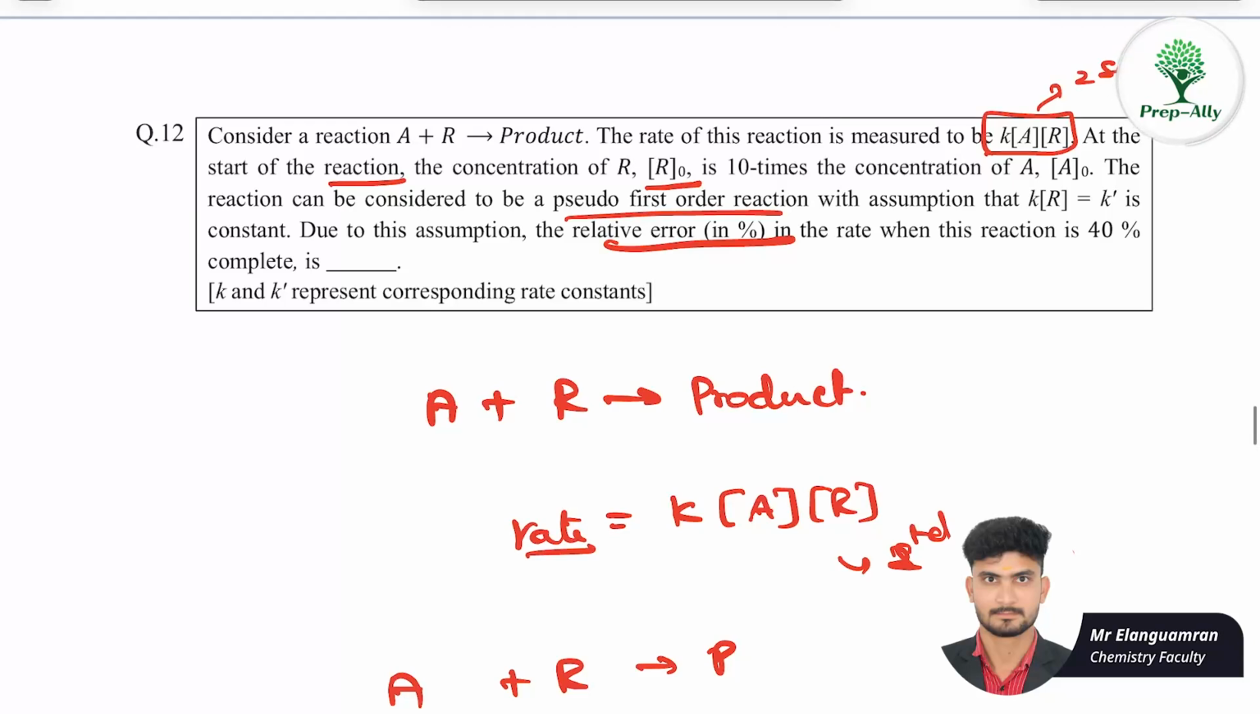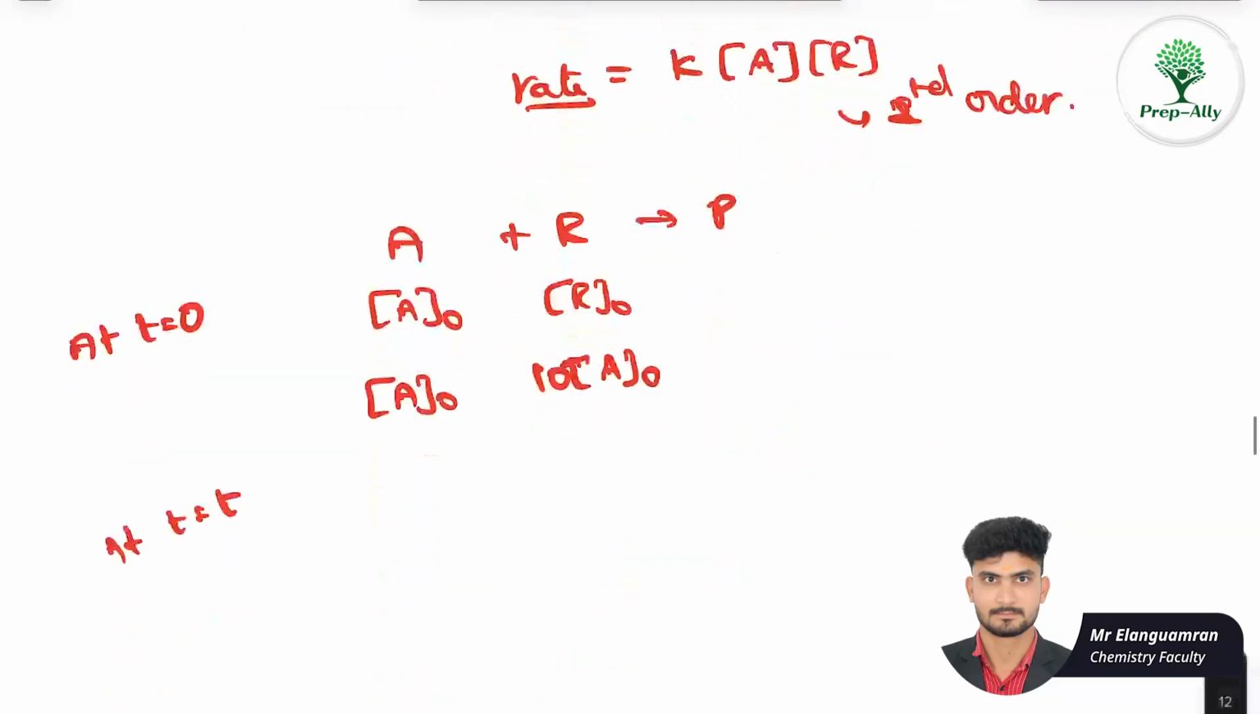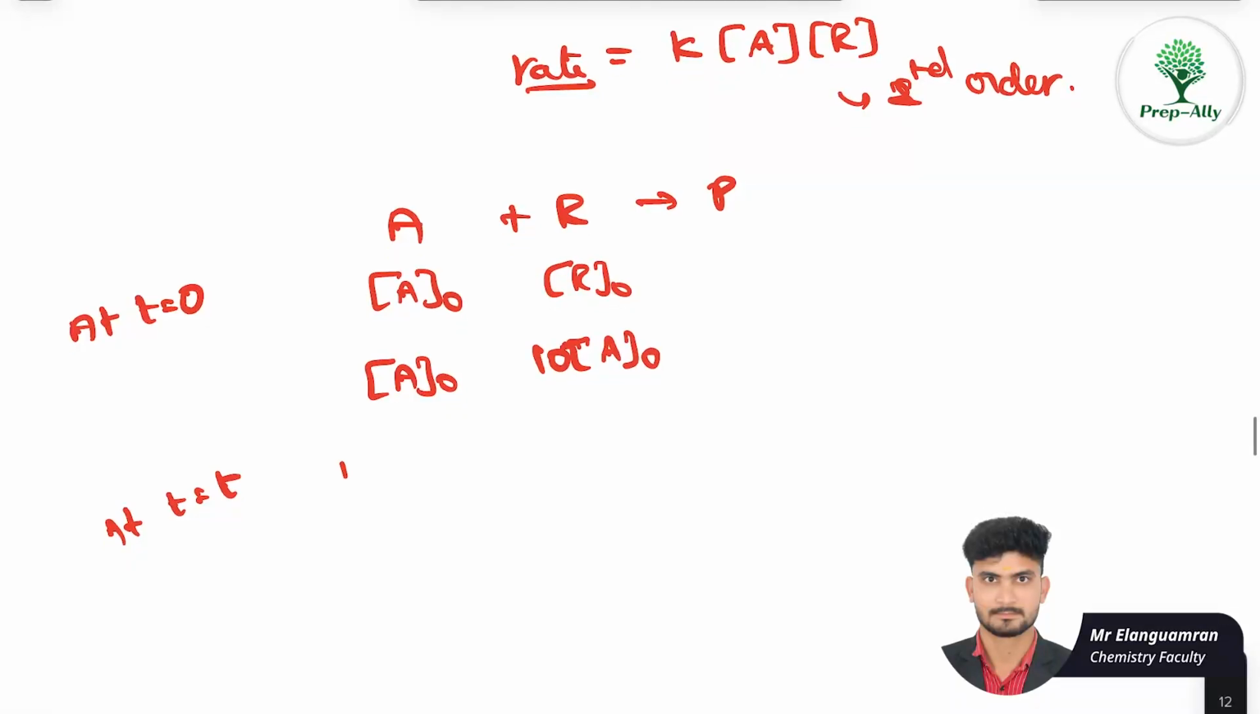When this reaction is 40% complete. So 40% complete. What does it mean? 40% complete, A naught will lose 0.4 of A naught, right? That is 40% of A naught.